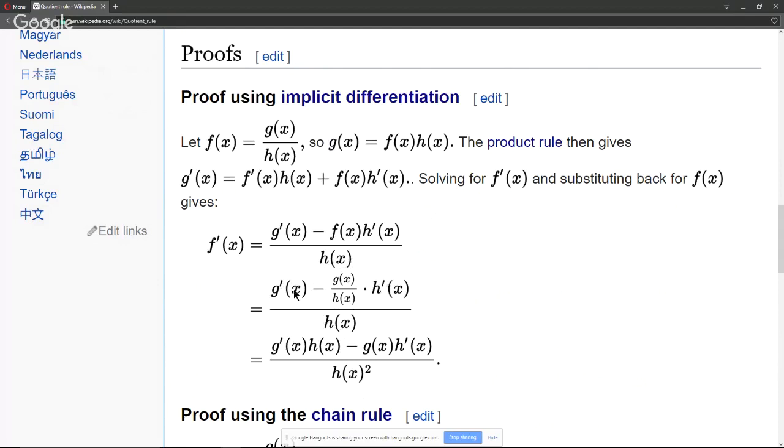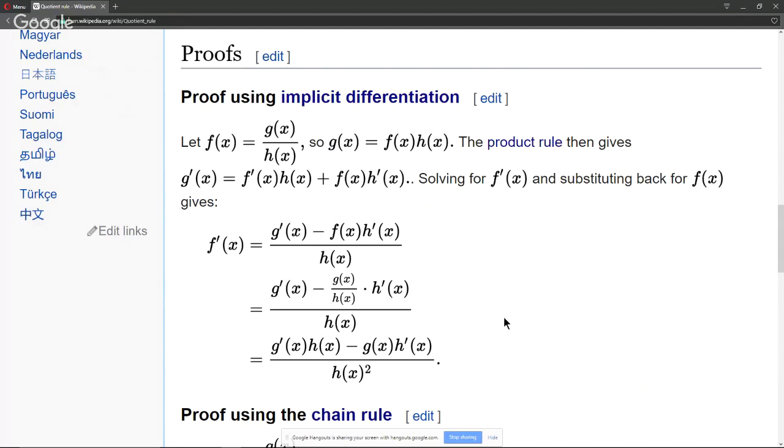I'm going to end up with g prime of x times h of x, which is right here, and I'm going to end up with h prime of x times h of x. That's going to go away here. And then in the denominator, I have h of x times h of x, which is h of x squared. I wish I could show you in the program. Just imagine multiplying this by h of x on the top, divided by h of x on the bottom.